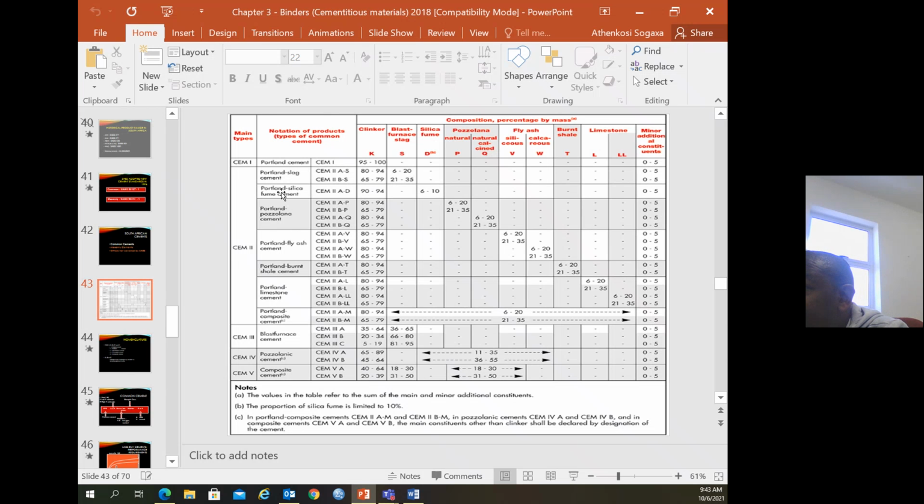Now you go to Portland silica fume cement, which is in the SEM2A to D, which is 90 to 94% of the clinker, which does not have the blast furnace slag, but it has silica fume of 6 to 10%. So that's how you read this table.